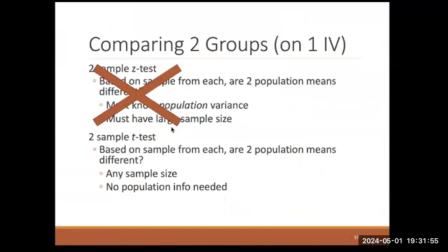If you are comparing two groups on one independent variable, the z-test you could use, but you have to know the population variance. Most of the time, we're not going to know the population variance. So what we would do is go to the two-sample t-test. The question we would have is, based on the sample from each, are the two population means different? With a t-test, it can be any sample size. You don't need to know what's going on in the population.